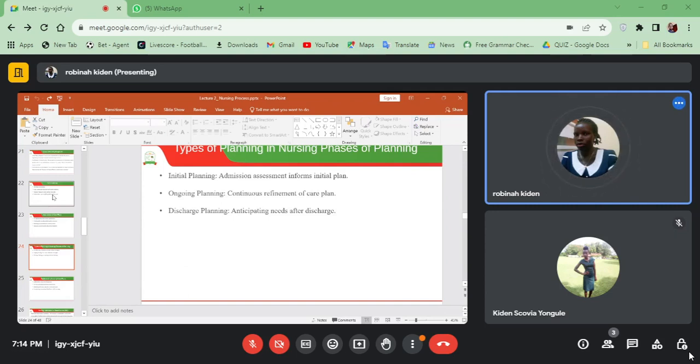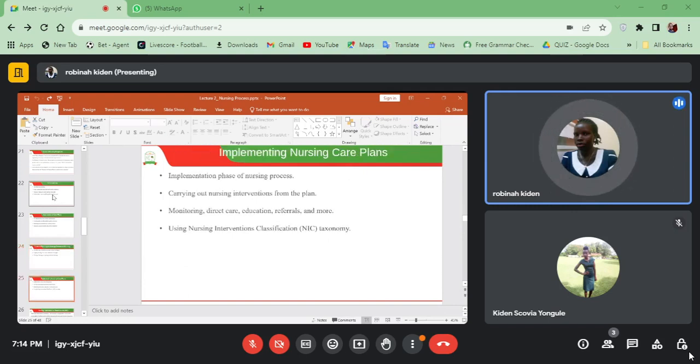Implementing nursing care. This phase of the nursing process involves the following: carrying out nursing interventions from the plan and monitoring, direct care, education and referrals, and more. So you may continue monitoring, you may direct the care, and then you can refer the patient. Referral is also part of the care that you can give to a patient.